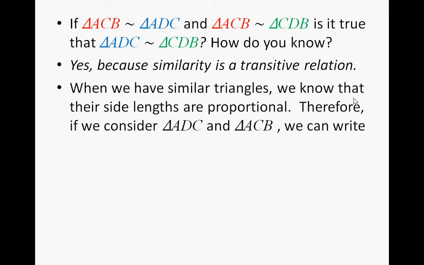So when we have similar triangles, we know that their side lengths are proportional. Therefore, if we consider triangles ADC and ACB, we can write that the length of AC is proportional to the length of AB, and that the length of AD is proportional to the length of AC.